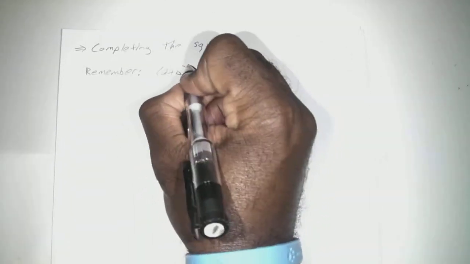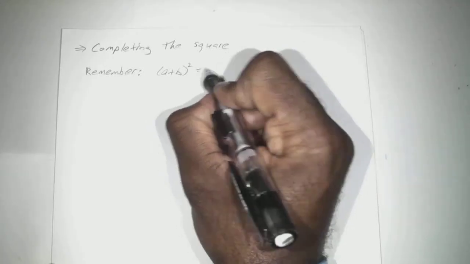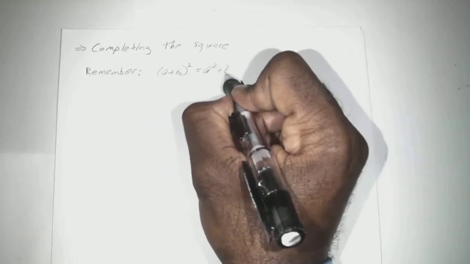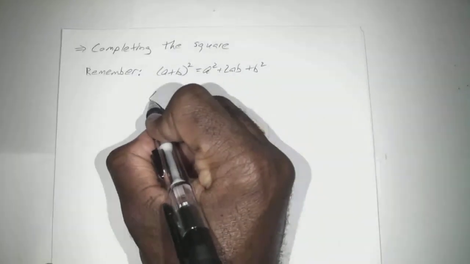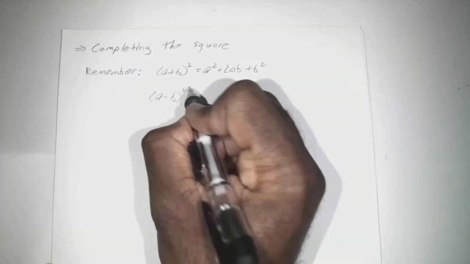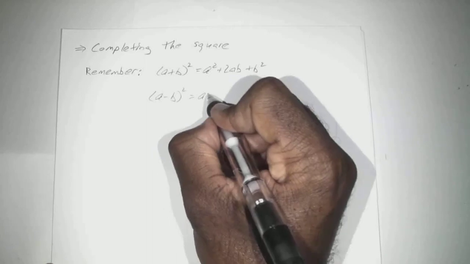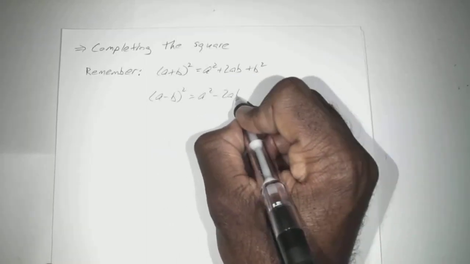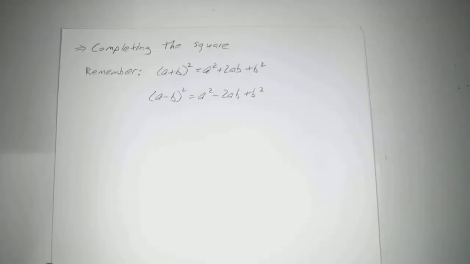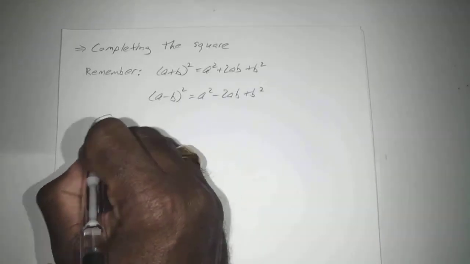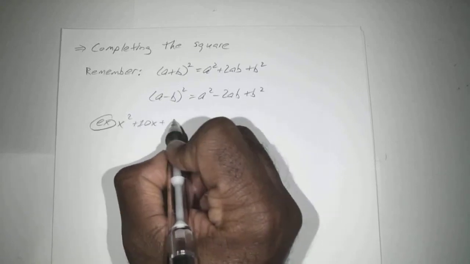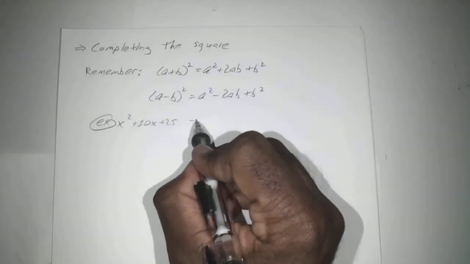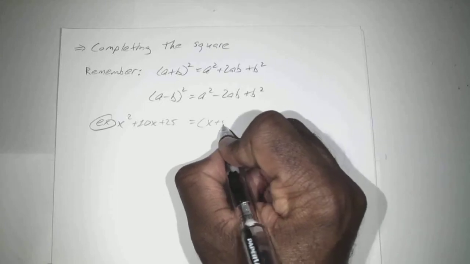So that's (a plus b) squared is equal to a squared plus 2ab plus b squared, and (a minus b) squared is a squared minus 2ab plus b squared. So for example, if you have x squared plus 10x plus 25, that's just (x plus 5) squared.